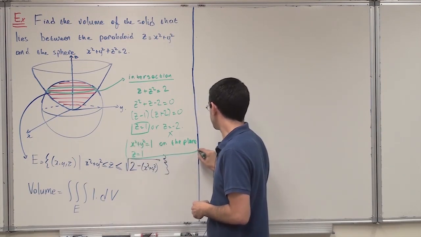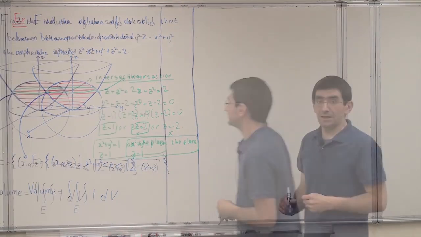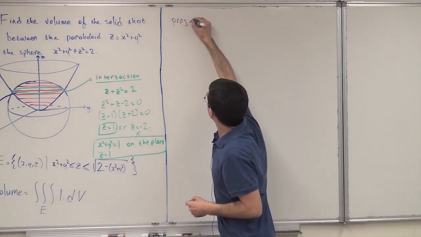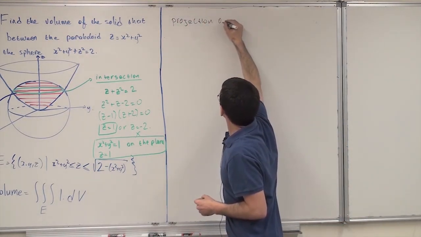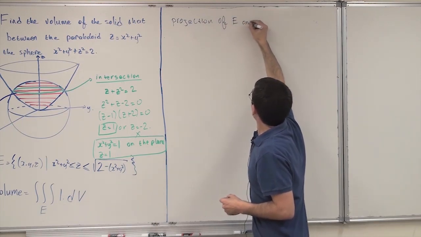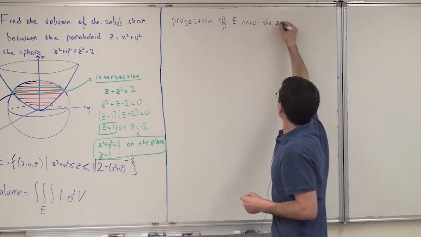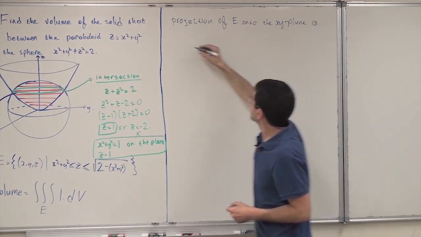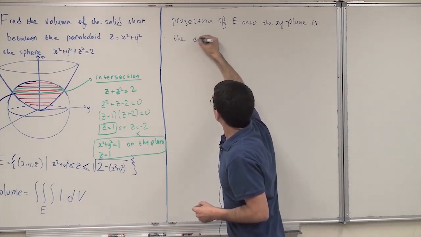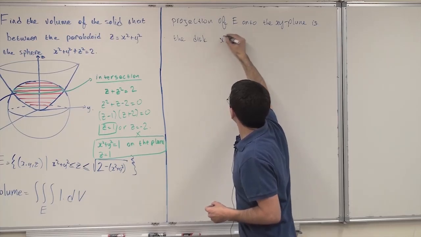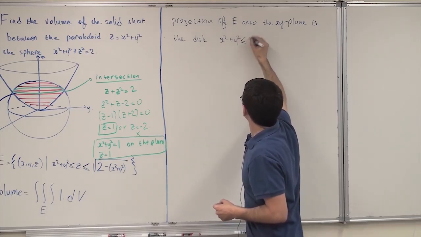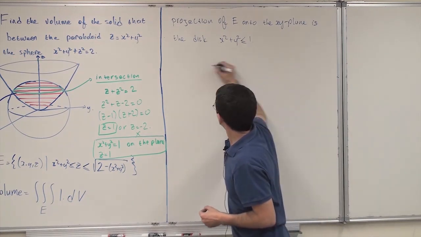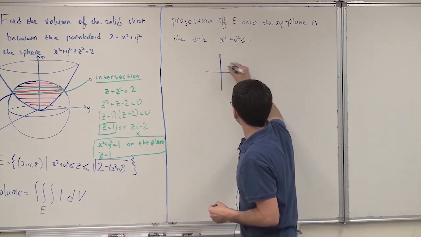Now, the projection of the solid onto the xy plane is the disk with radius 1. So let's sketch it.